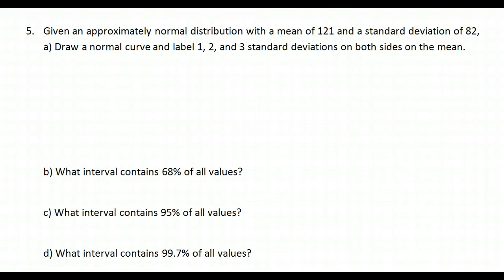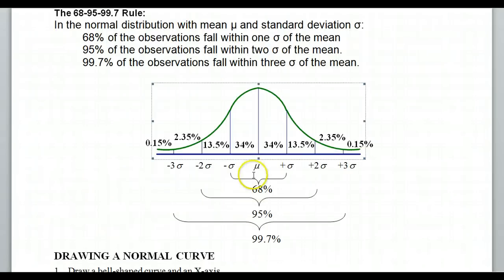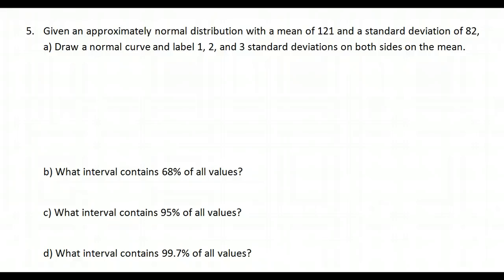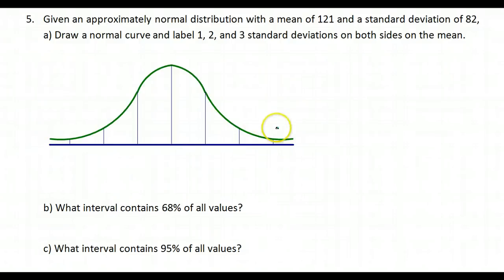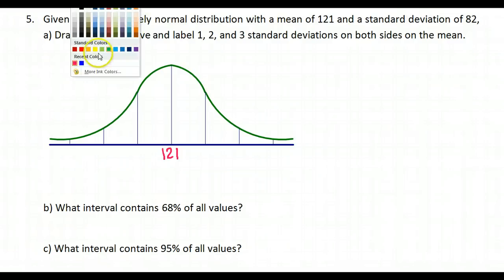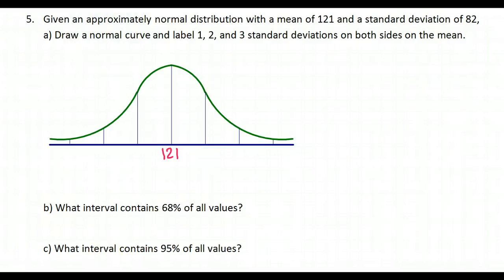I've shown you how to draw it, so I'm going to cheat this time and copy from this picture, just to save some time. You do your best to draw a normal curve that's as pretty as mine. I cheated. What are you going to do? Given an approximately normal distribution with a mean of 121, that goes in the middle. The standard deviation is 82, so we're going to add 82 every time.